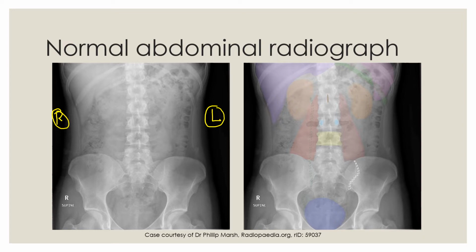We have our liver in purple. We have our right kidney in orange. We have our left kidney here. We have our spleen just tucked under the rib. And this is our rib here, just overlying. Other things that we can see are our vertebral bodies, the pedicles, spinous processes, and our transverse processes.